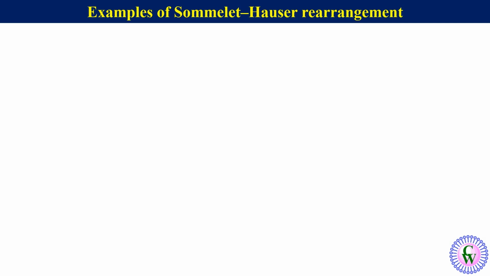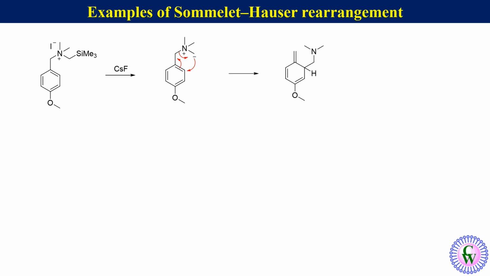Another example. In this example, reaction of cesium fluoride leads to the removal of TMS group to produce ylide, which undergoes 2,3 sigmatropic shift to produce this non-aromatic species. Aromatization of this non-aromatic species like this gives product.